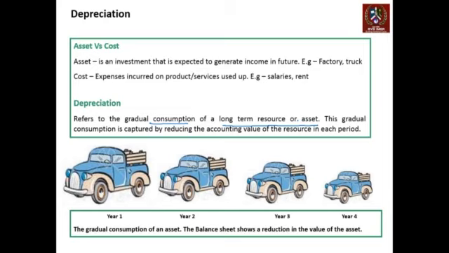Now, there is a subtle difference between what is an asset and what is a cost. Asset versus cost, or asset versus expense. Think about it. When a business raises money, this money could be used to buy multiple things. This money could be given out as salary, it could be given out as marketing expenditure, and it could be used to buy a factory. Now, how do we know which one of these is an asset and which one is an expense, right?